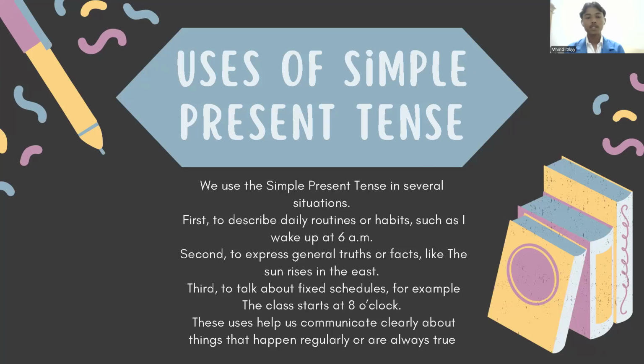Use of simple present tense. We use the simple present tense in several situations. First, to describe daily routines or habits, such as I wake up at 6 a.m. Second, to express general truths or facts, like the sun rises in the east. Third, to talk about fixed schedules. For example, the class starts at 8 o'clock. These uses help us communicate clearly about things that happen regularly or are always true.